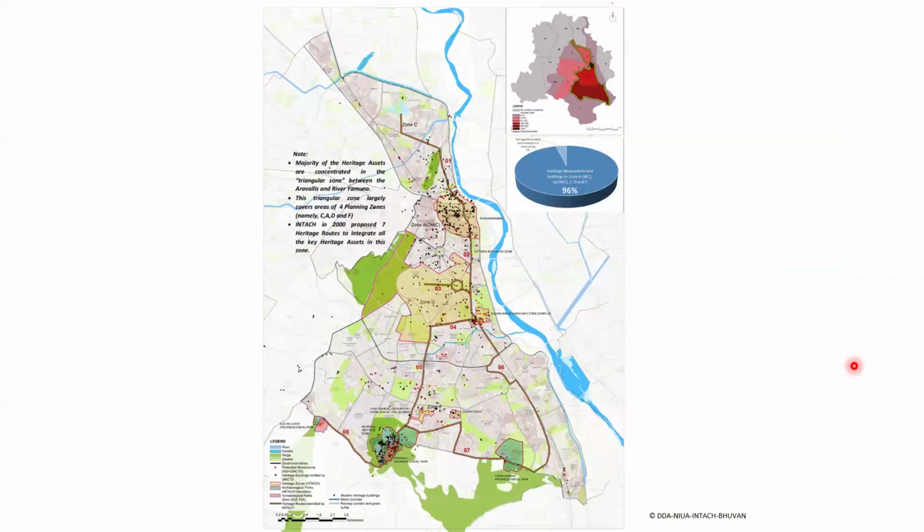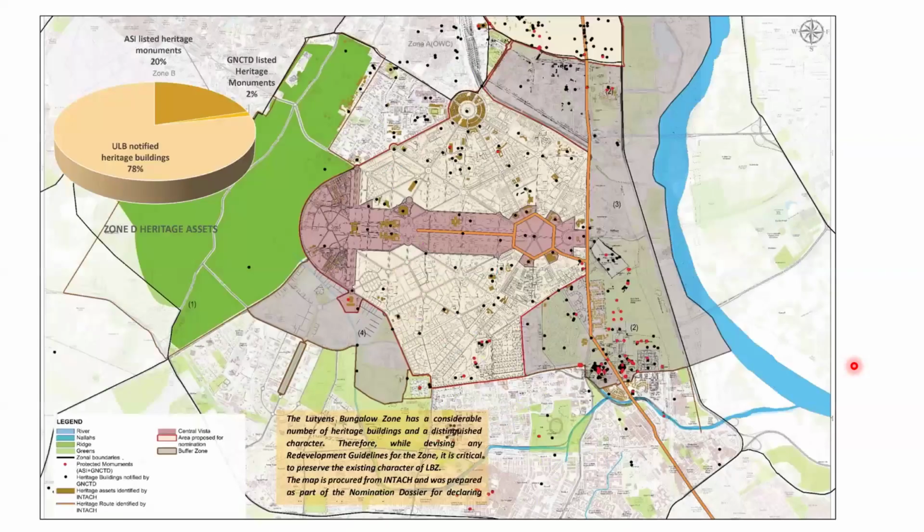So again, going to the central zone D and Central Vista, this is what it looks like. This is the powerhouse of Delhi. The Lutyens Bungalow Zone has a considerable number of heritage buildings and a distinguished character, very different from that of this. And therefore, while devising any redevelopment guidelines for the zone, so now we have urban local body notified heritage buildings about 78%, and the dark purple area is heritage assets identified. The dark purple, the central area, is the Central Vista. And people who are familiar with Delhi know this is where Connaught Place is, and this is where the Shahjahanabad area starts. So these are the two areas, the last two imperial cities that went for the UNESCO tentative list nomination, but unfortunately it's been taken back.